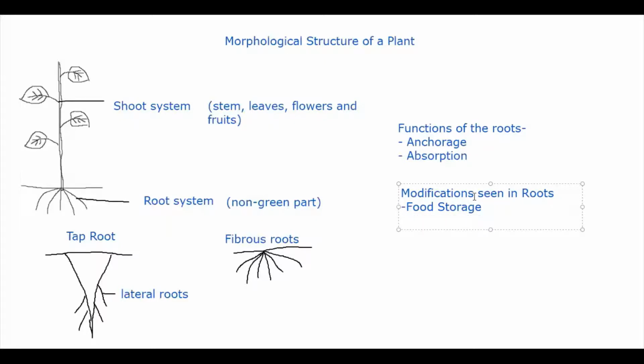And the second one is extra support. Extra support here means some roots act as pillars and provide extra support, such as prop roots in banyan tree and then the climbing roots in the money plant. So these are some other modifications that are seen in the roots.